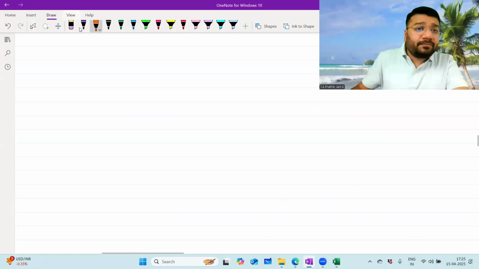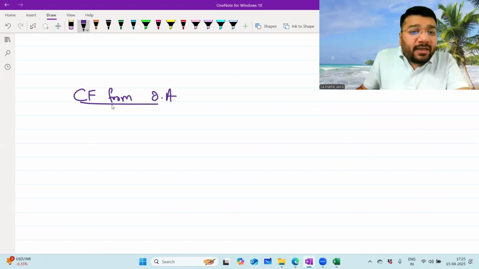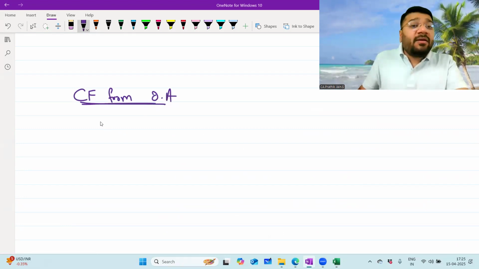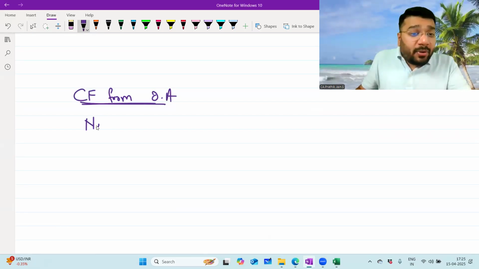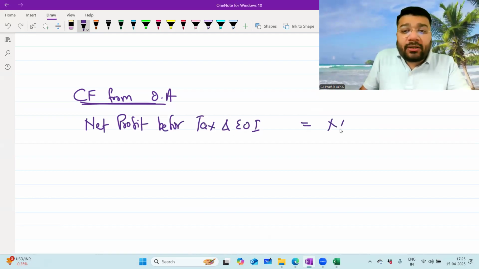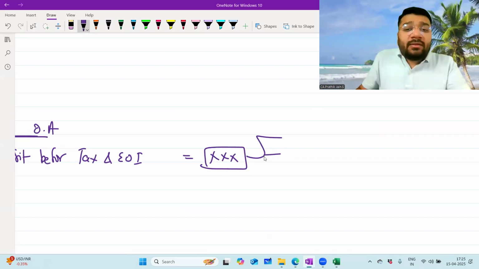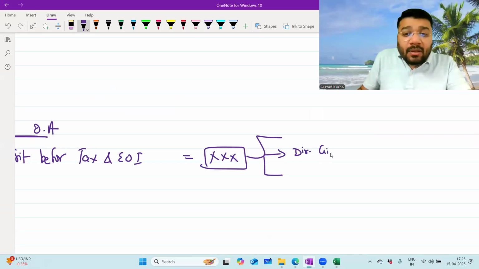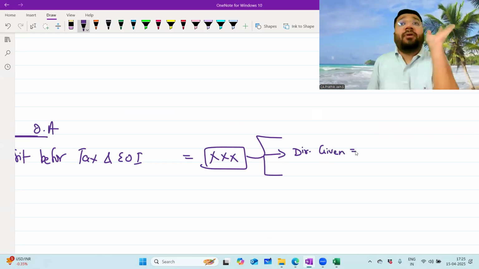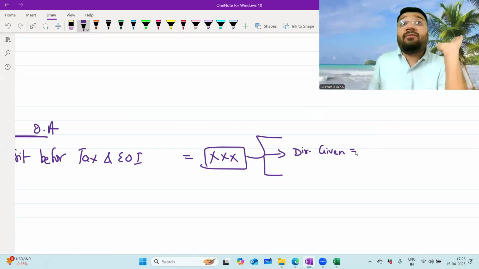Now listen to me very carefully. Now I'm doing cash flow from operating activity. The starting point of this is nothing but net profit before tax and extraordinary item. This is my starting point. This information can be known in 3 ways. One, it will be directly given in the question. They will tell you that 3 lakh rupees is the net profit before tax and extraordinary item. This is one way of giving the information directly.